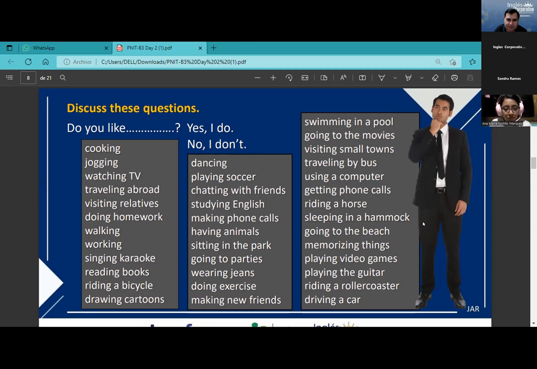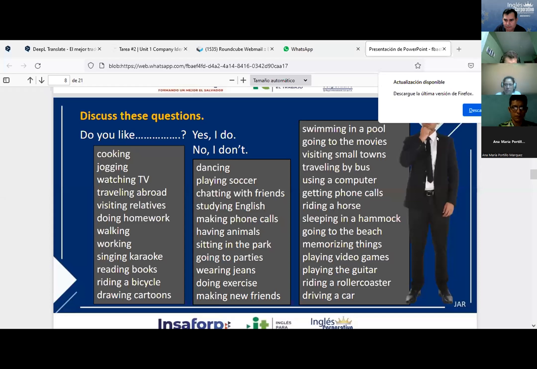Okay. Esmeralda, do you like having animals? Yes, I do. Ana, do you like visiting small towns? Yes, I do. All right. Repetiremos. Rebecca, do you like studying English?